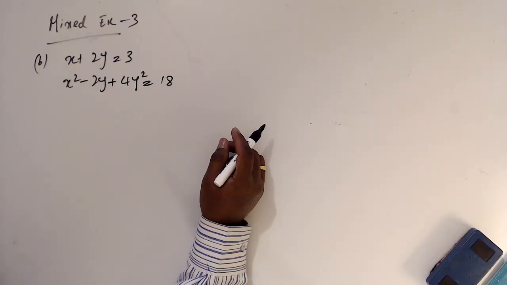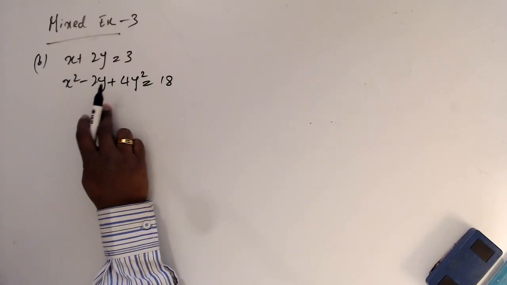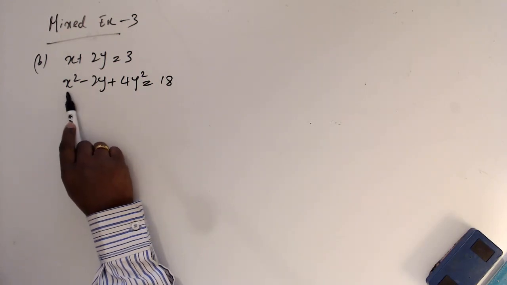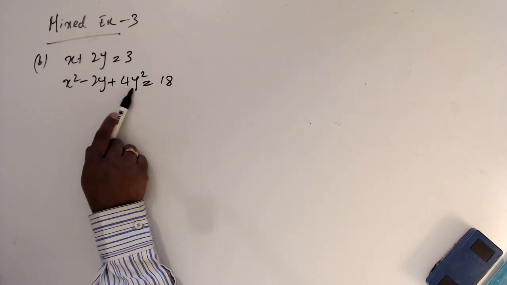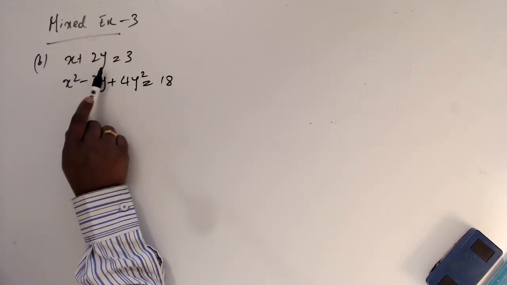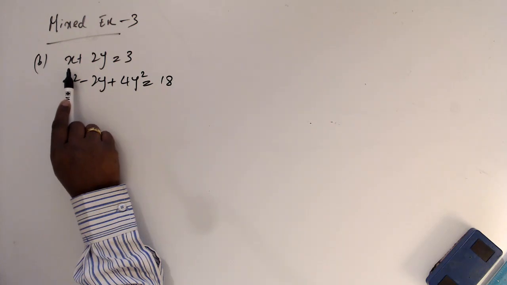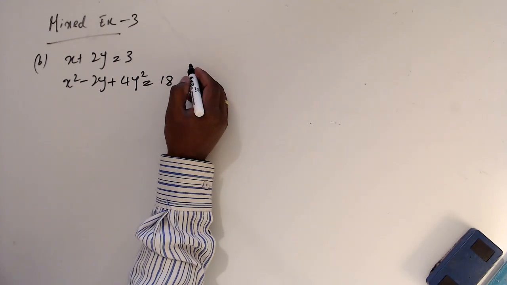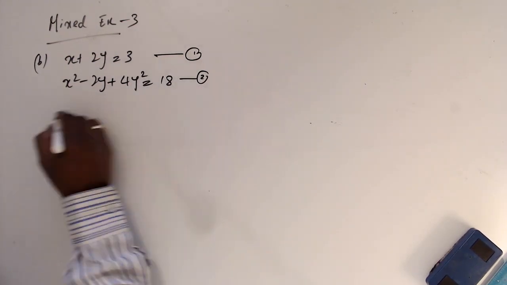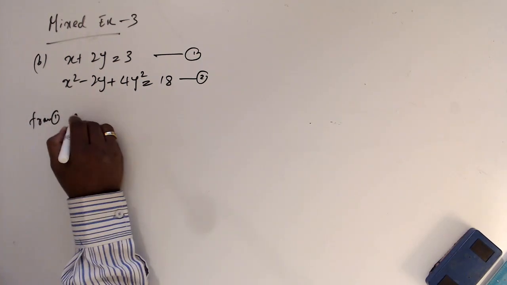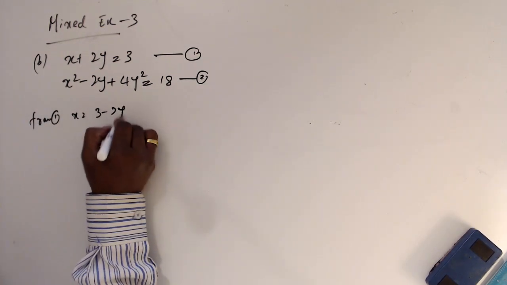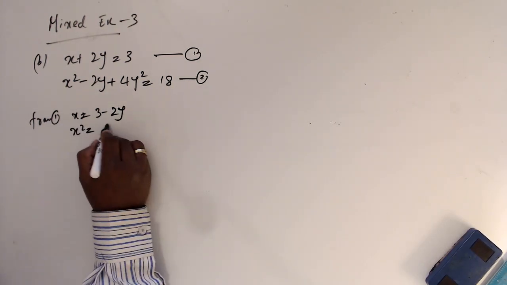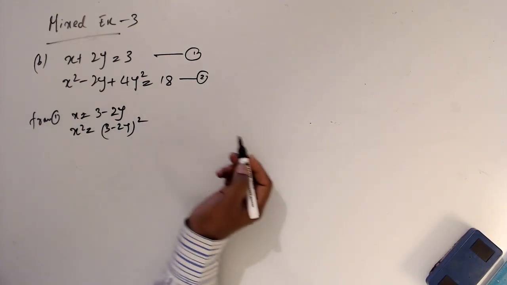Question number 6. Now we have to solve this one. I can see that there are two y values here and one x value, so it is easier to substitute for x than for y. Because of that, I'm not going to make y the subject. I am going to make x the subject. From 1, x equals 3 minus 2y. Then x squared equals (3 minus 2y) squared.